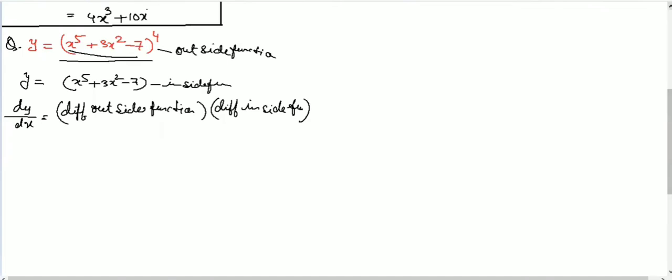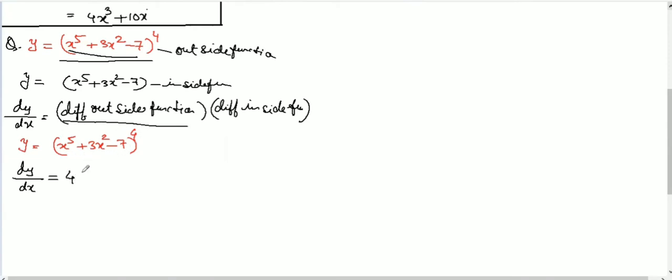Again, I'm going to write this question here. y equals (x to the power 5 plus 3x square minus 7) whole to the power 5. Now we will write it down first. As we are differentiating with respect to x, because our function is in x, so dy over dx. First rule is differentiate the outside function. Don't do anything with the inside function. Just write it down as it is.